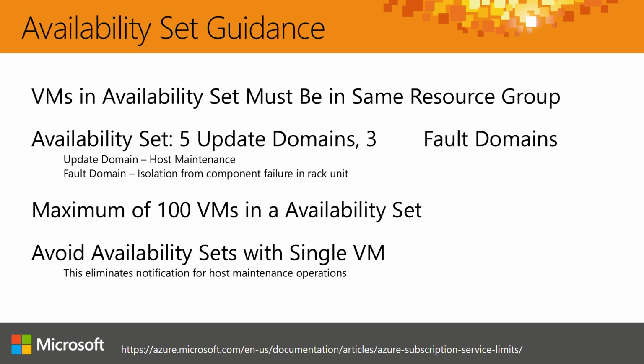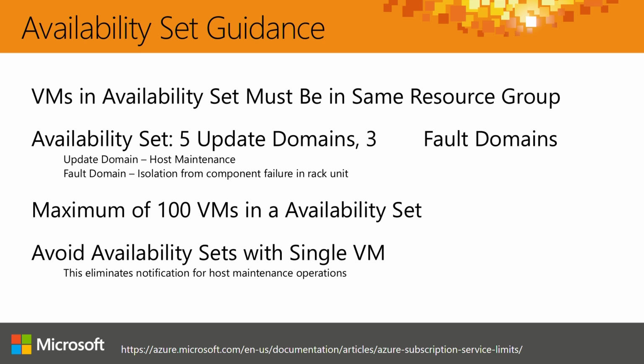Your update domain basically will cover you for host maintenance, the fabric. You have to do a patch or something like that, or in case there's a fabric power switch that fails. The fault domain is from component failures inside the rack unit that's up there. You can have up to 100 VMs inside an availability set. We'll handle the logic of sprinkling them across the different environments, and we'll also make sure that things are all happy and working with updates.